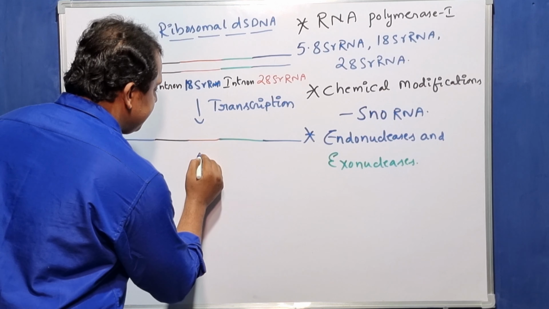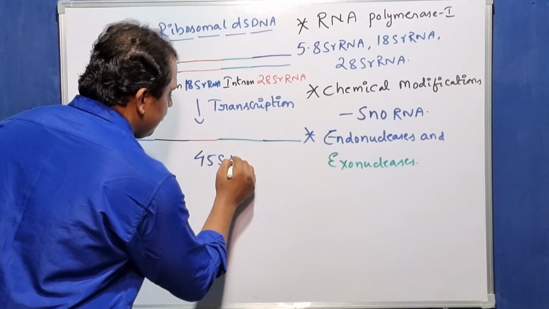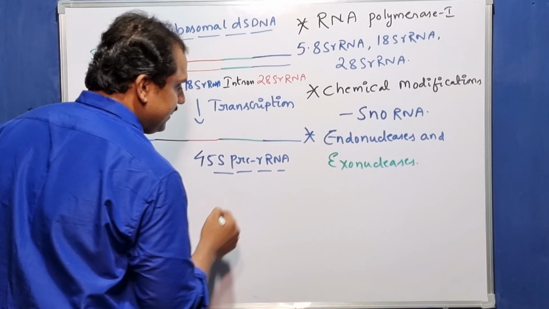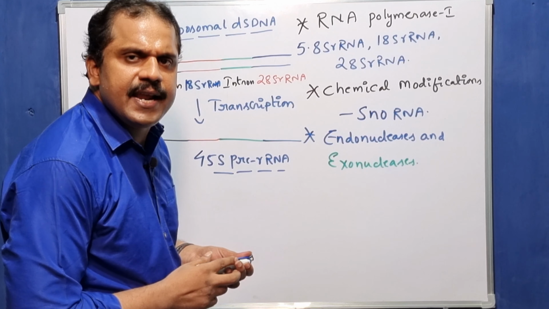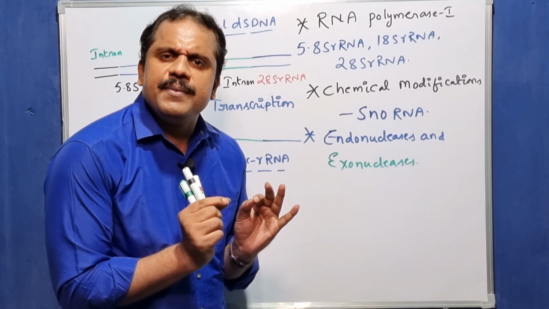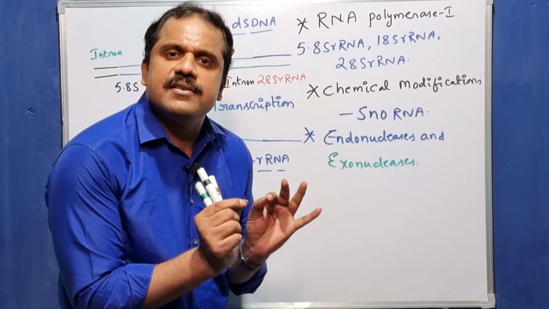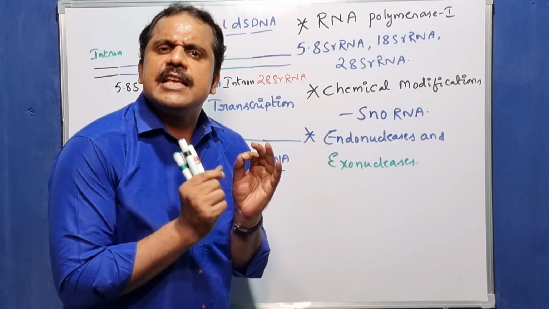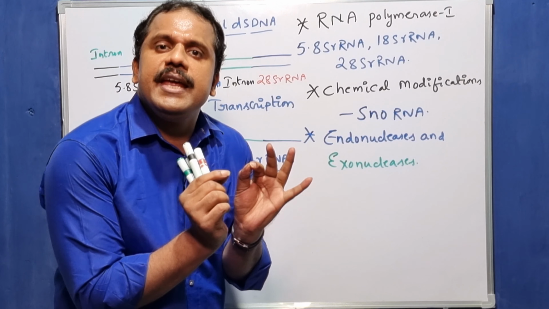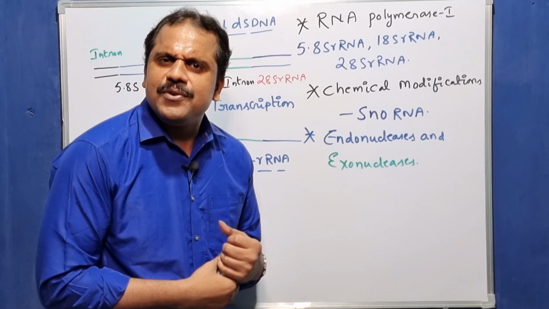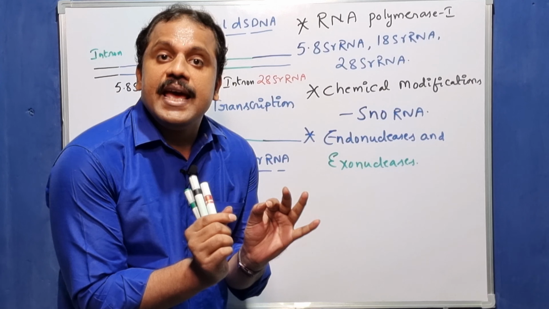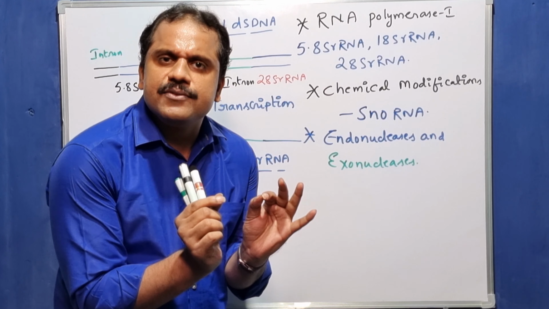So here it is simply termed as 45S pre-rRNA. Is it clear? It is the primary transcript which has been synthesized during transcription. The primary transcript possesses both the exons and the introns. The introns do not have any prominent role or any biological activity. Is it clear? So these introns, which do not have any biological activity, have to undergo splicing, that is, be spliced out.